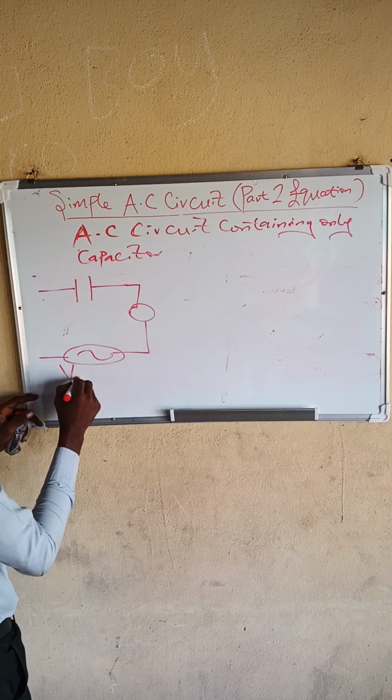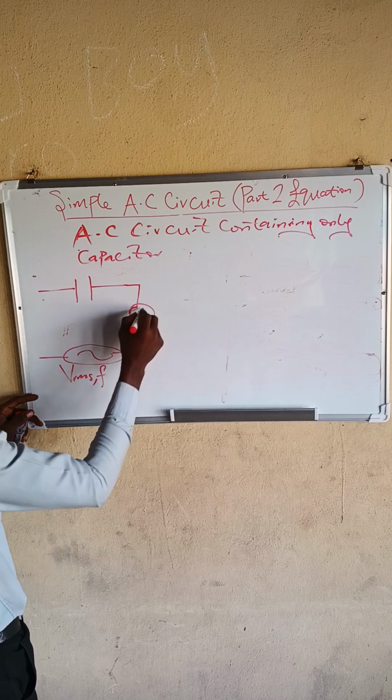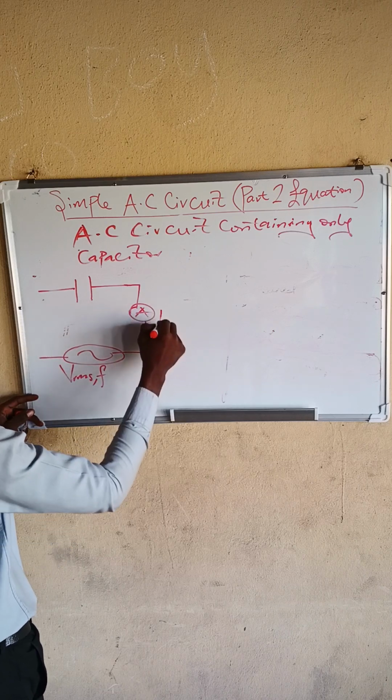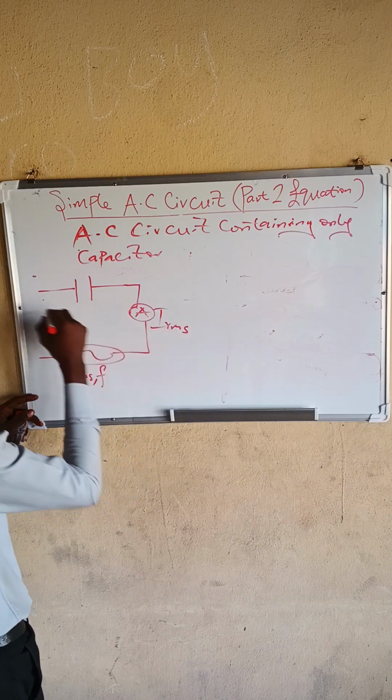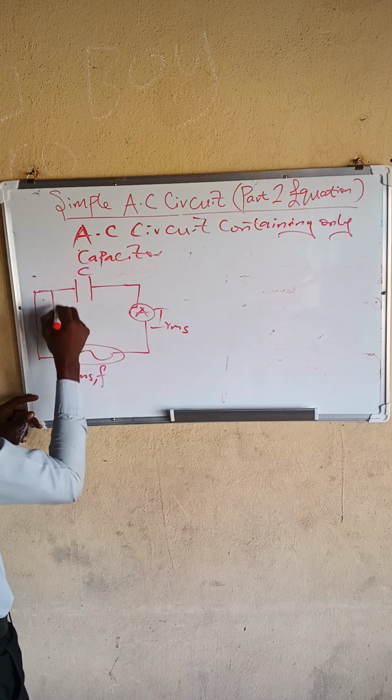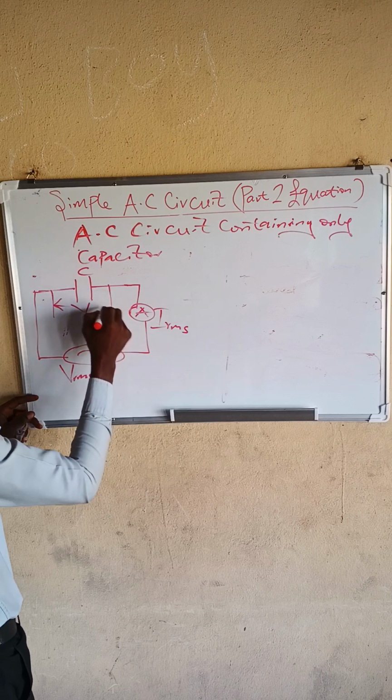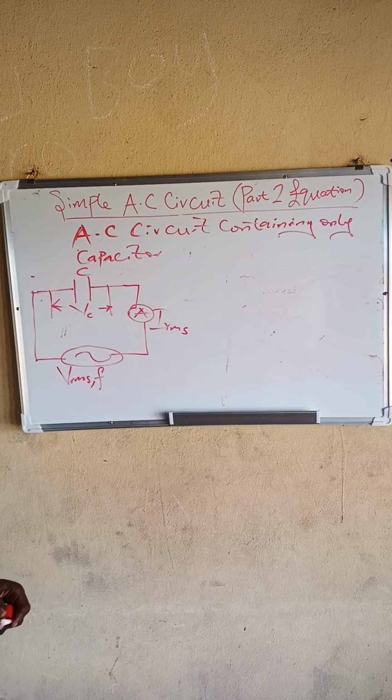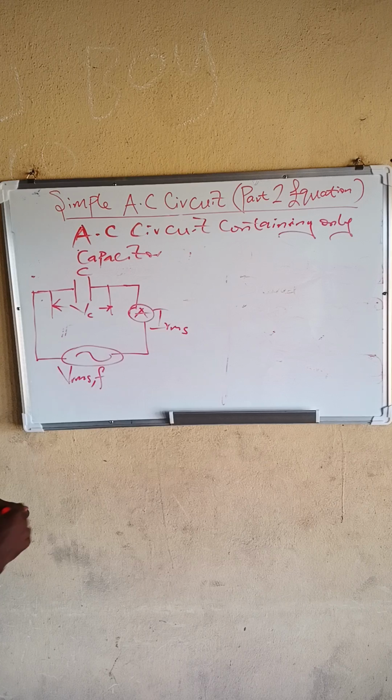Then I have voltage root mean square and frequency. This is the ampere. You have the current root mean square. Then this is your C. Then there's a voltage across this. This is the circuit for a capacitor only connected in an AC circuit.